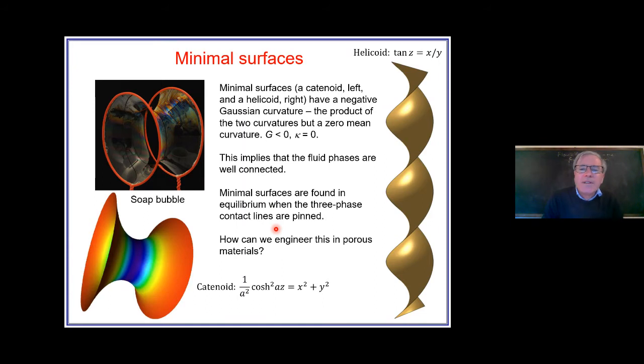So a minimal surface, by definition, has a negative Gaussian curvature because the two curvatures have different signs, but the total curvature is 0. So the classic example is a soap bubble. If you imagine two soap rings here, then there's no pressure difference across the film, right? Because it's just air on either side. So that means that the total curvature has to be 0.